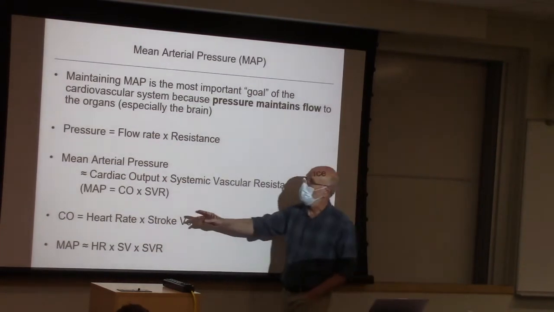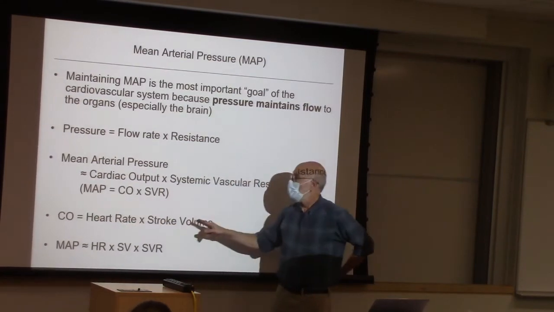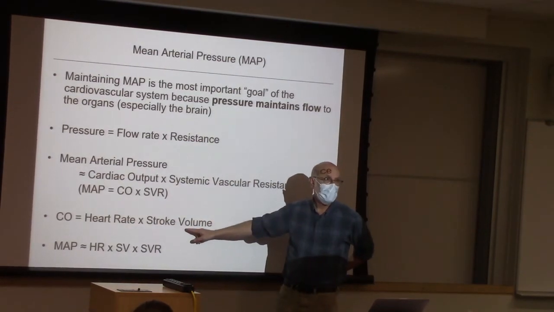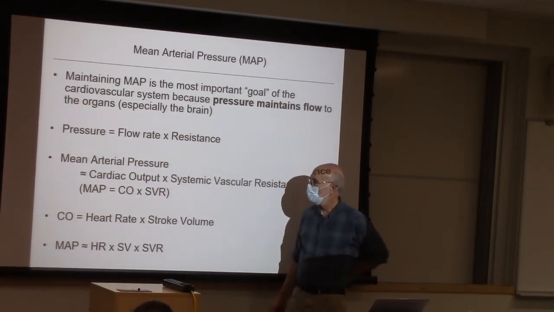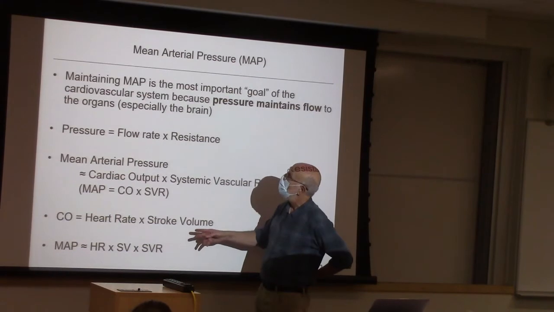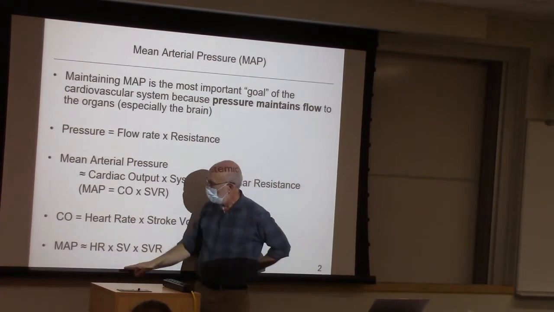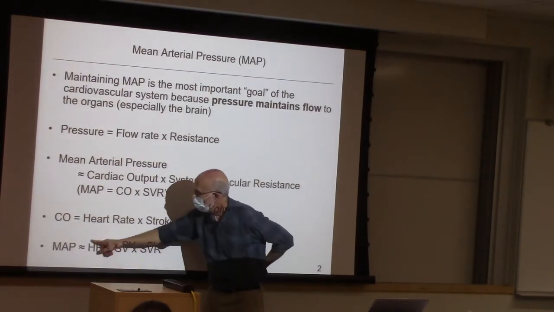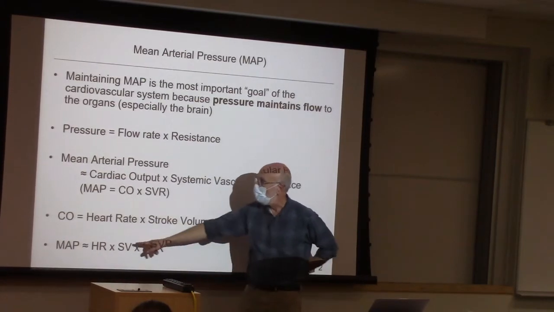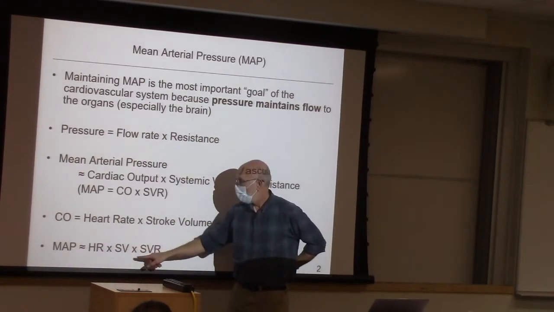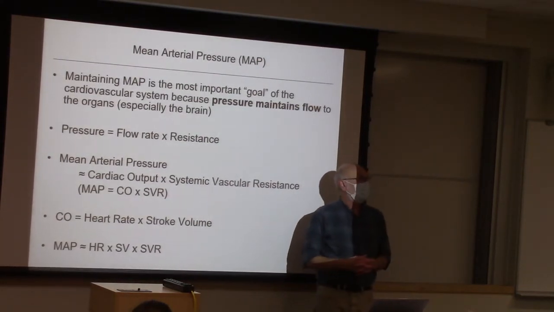Okay, and remember, cardiac output is the rate in beats per minute times the stroke volume, volume per beat. So that becomes volume per minute. And so if pressure is rate times resistance, well, here is rate, heart rate times stroke volume, that's cardiac output, and there's resistance to generate an equation for pressure.